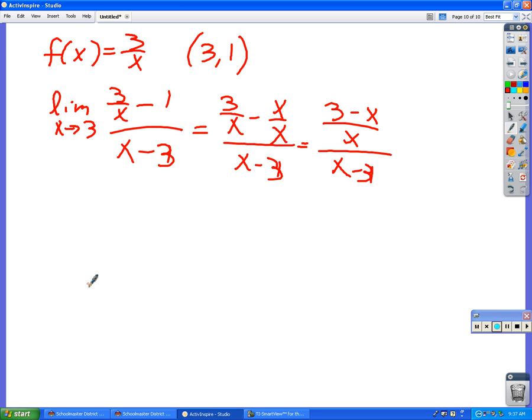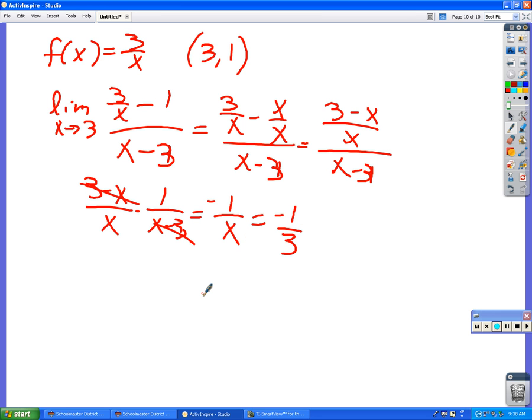Okay, so now, like in the other problem, I'm going to multiply by the reciprocal of the fraction on the bottom. So I'm going to go 3 minus x over x times 1 over x minus 3. And you can cancel these things, but instead of canceling out and equaling 1, since they're opposite, they equal negative 1. So I end up with negative 1 over x. And then you plug in the limit, and you get negative 1/3.